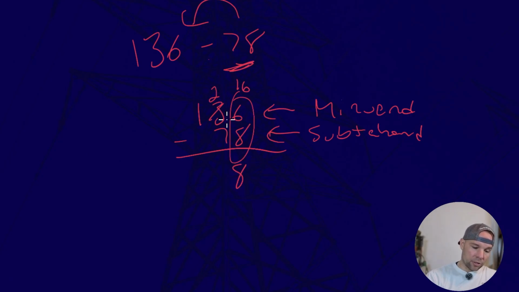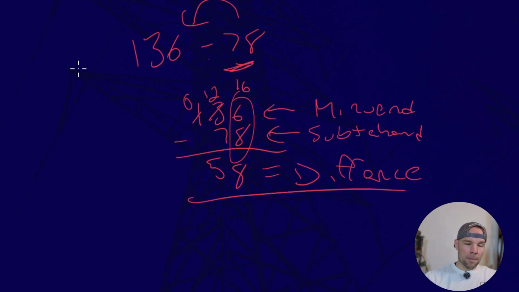Then over here we have 2 minus 7. Well, 2 is smaller than 7, so we need to borrow again. So this becomes 0, and this becomes 12. So 12 minus 7 is 5. And now our difference is 58. If you want to check your answer, you take 58, add it to 78, and you should get 136 using addition. Next, we'll talk about multiplication.